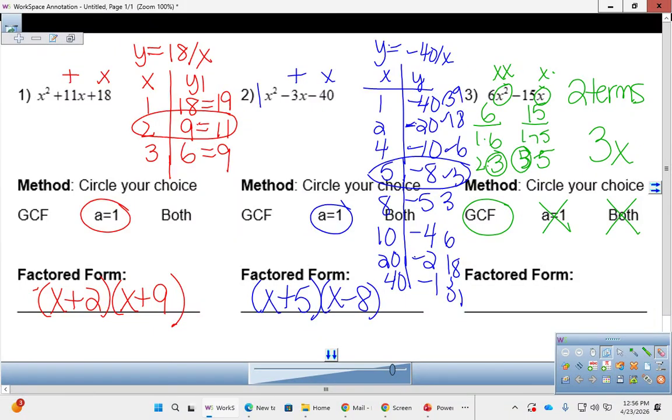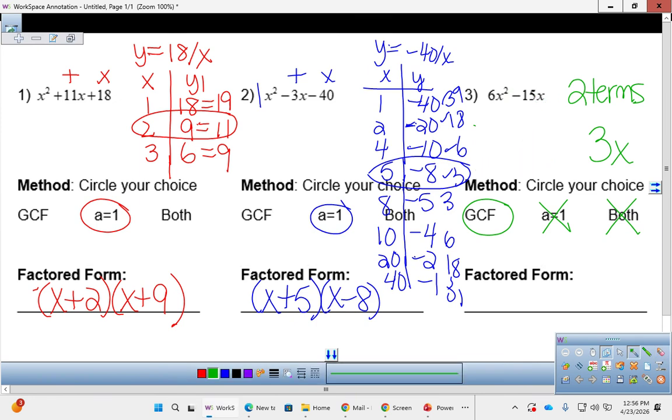So now that I know what the GCF is, I need to divide it out. So I'm going to divide each of these terms by 3x. And when we do division, I'm going to put exponents of 1 on these. When we do division, we divide the numbers in front. 6 divided by 3 is 2. We keep the base and we subtract the exponents. 2 minus 1 is 1. Minus 15 divided by 3 is 5.